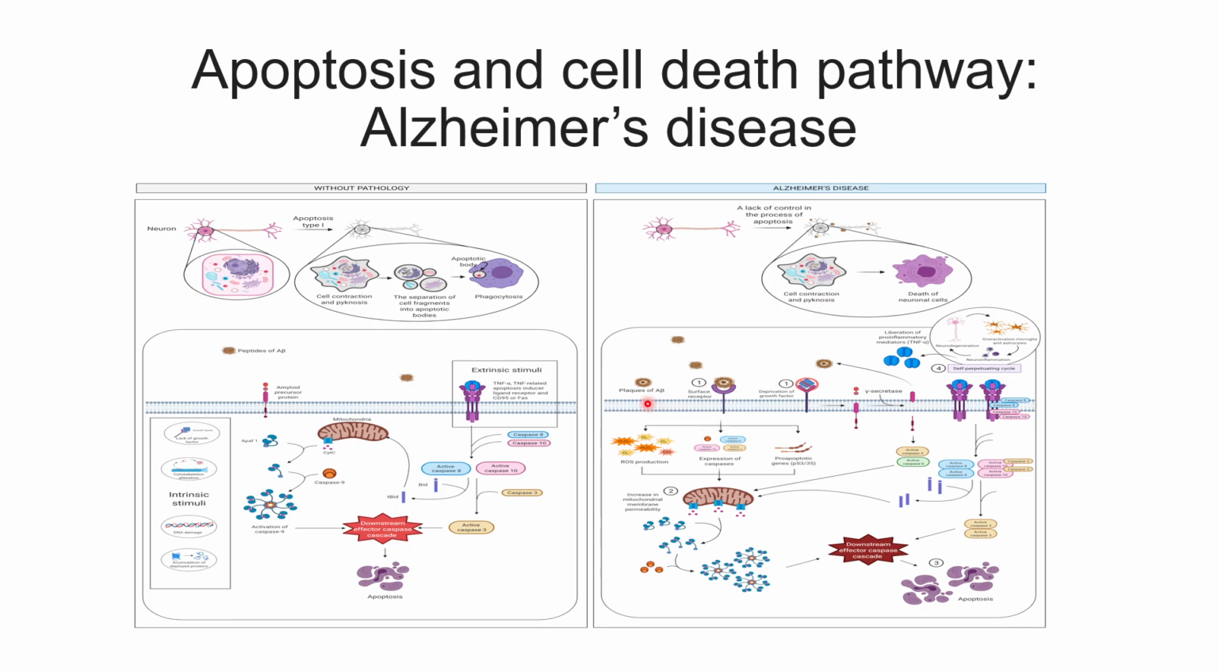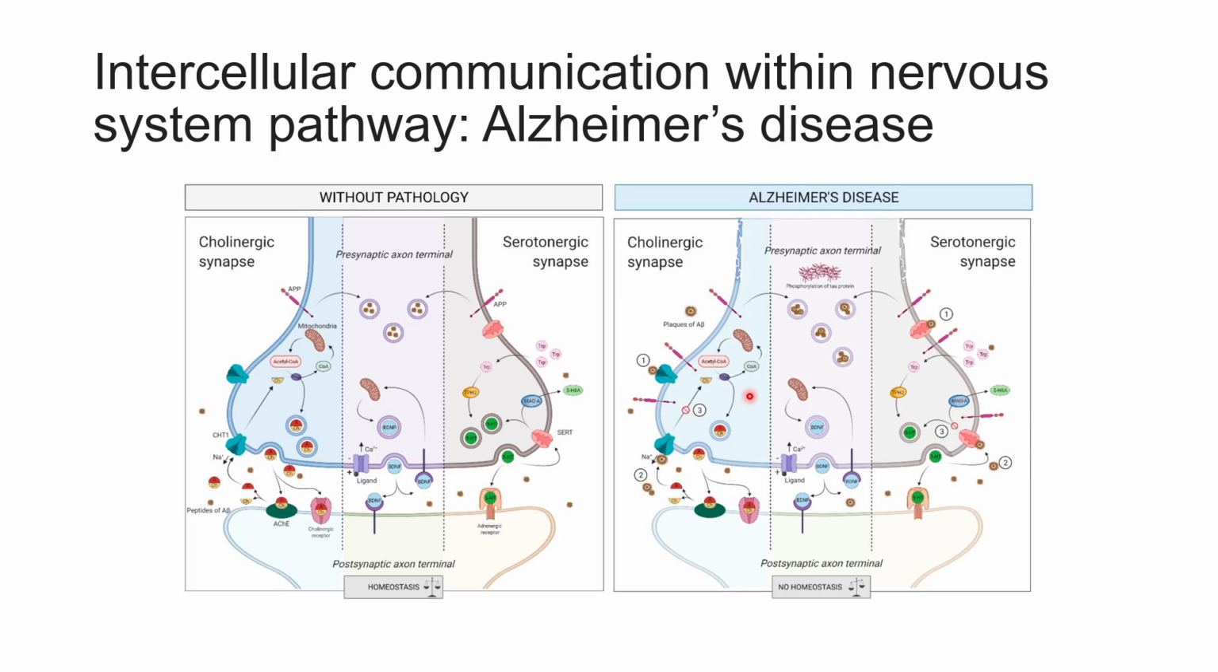This cycle will continue in the case of Alzheimer disease as the plaque of AB increases and attaches to the surface receptors of the cells. Another signal that we will briefly discuss is the intracellular communication pathway in the nervous system, and this communication also plays an important role in Parkinson disease, as we have discussed in the Parkinson disease video.